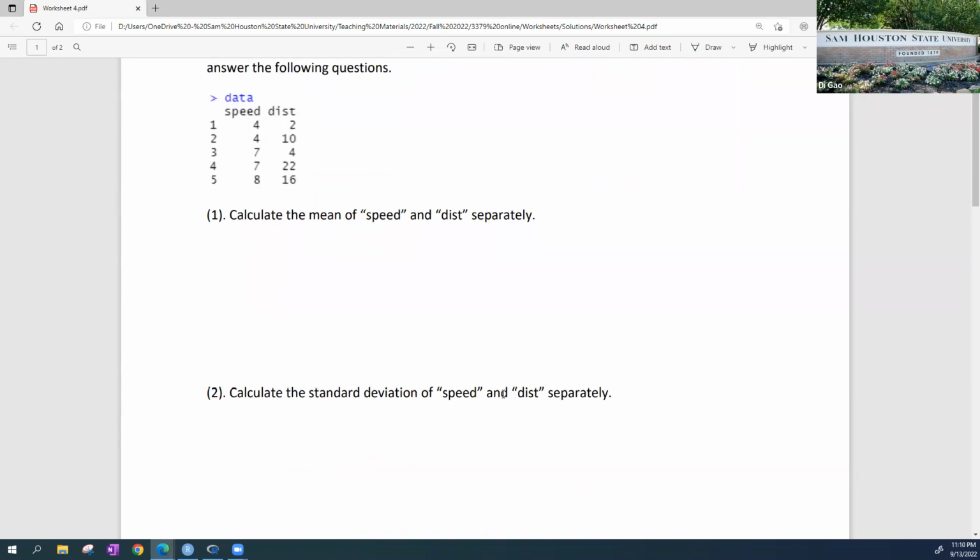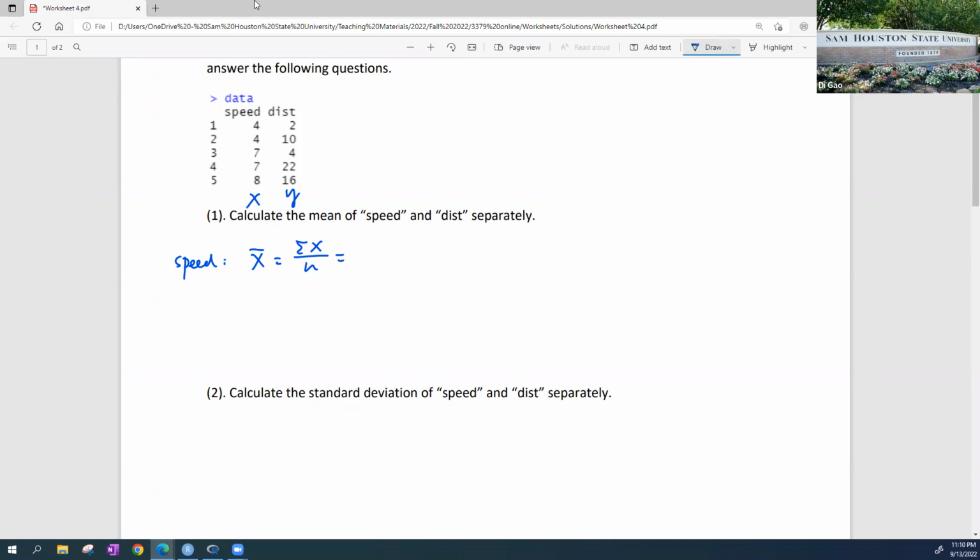The first question: I want to calculate the mean of speed and the mean of distance. So let's first use a variable to represent speed and distance. For example, we want to use distance as variable y and speed as variable x. So the mean of speed, that's x bar, right? That's for speed, x bar equals sum of x over n.